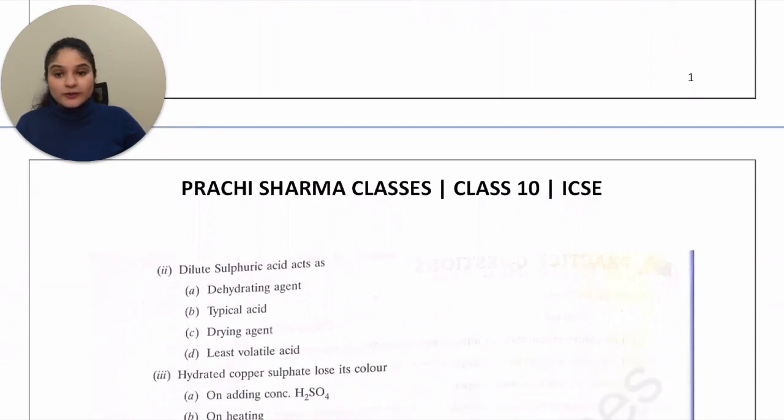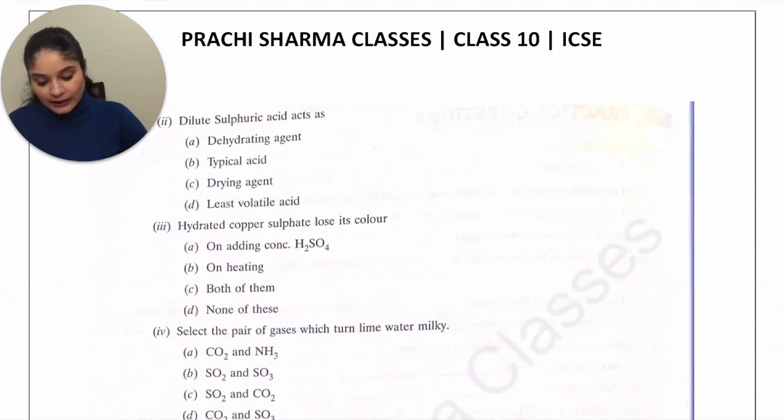And the options are dehydrating agent, typical acid, drying agent, least volatile acid. Now, if you think about this, so dilute sulfuric acid, yes, it's a good dehydrating agent. Then it is a typical, so we can say in this case that it is a typical acid because it does have all the properties of a typical acid. So it's a typical acid.